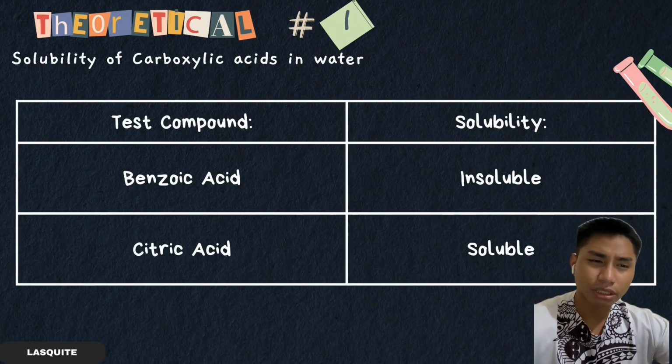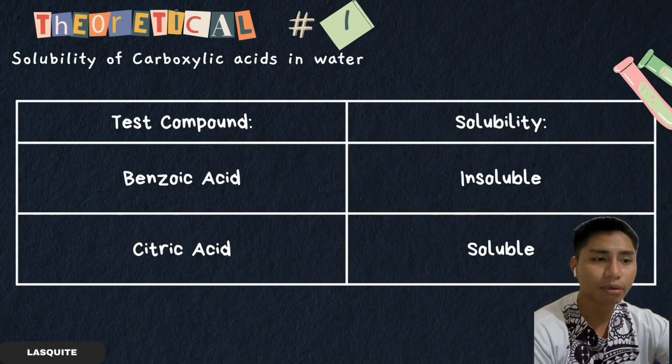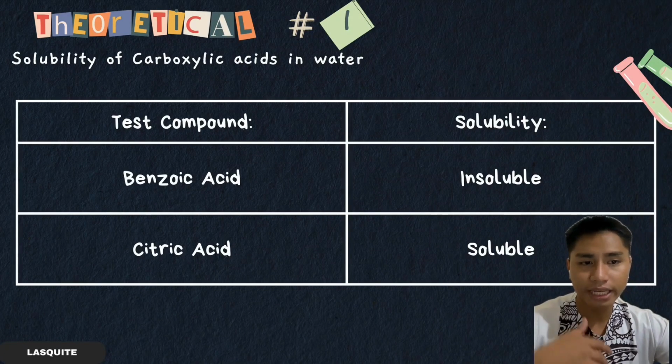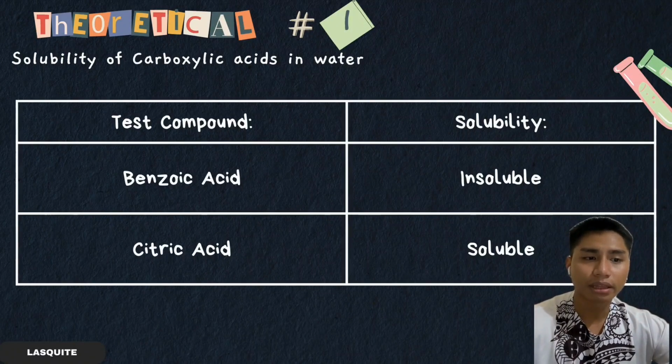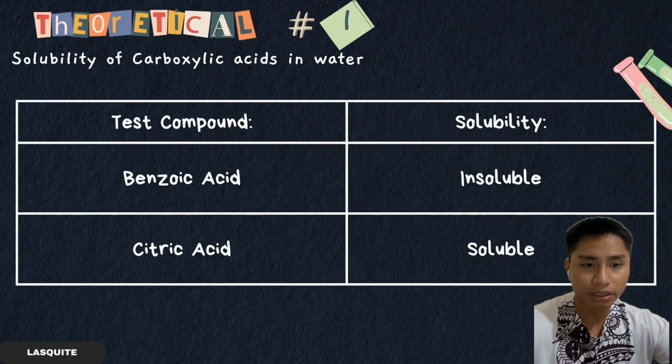Moving on to benzoic acid, which showed insolubility in water. This is similar to salicylic acid. Benzoic acid has a limited solubility in water due to the presence of a non-polar aromatic ring that does not interact favorably with water molecules.